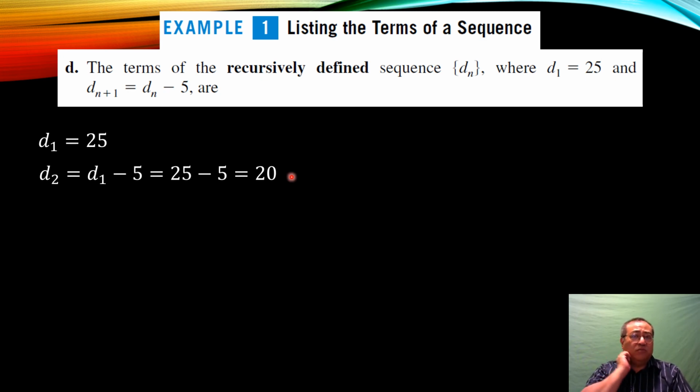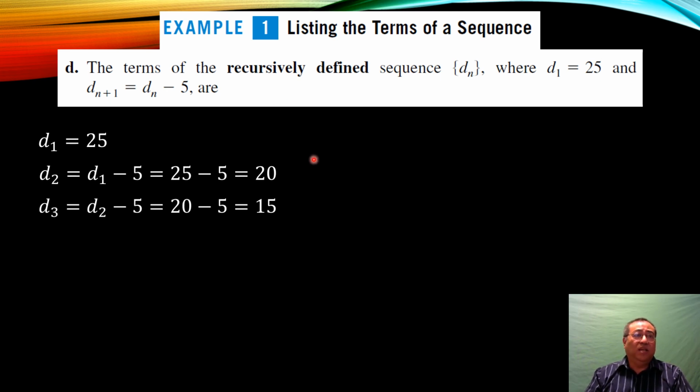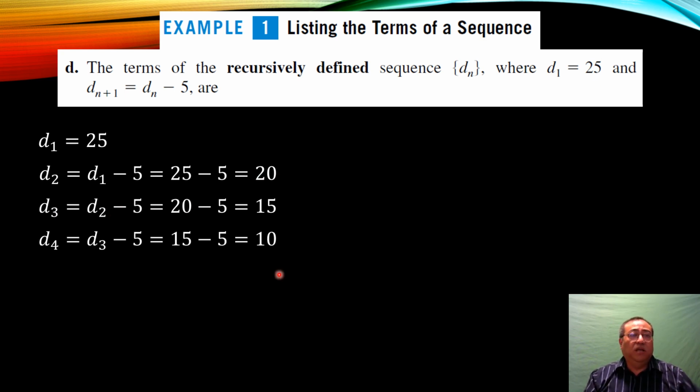This is the first one that is defined weirdly, even though it's probably easy to define the other way. But this is just an example of how to recursively define a sequence, and it's actually a pretty popular way to define a sequence. We're still going to use regular formulas most of the time. So d sub 3 equals d sub 2, which was 20, minus 5, and so on for d sub 4. This one goes down by 5 every time. You could probably figure out a linear formula for this.